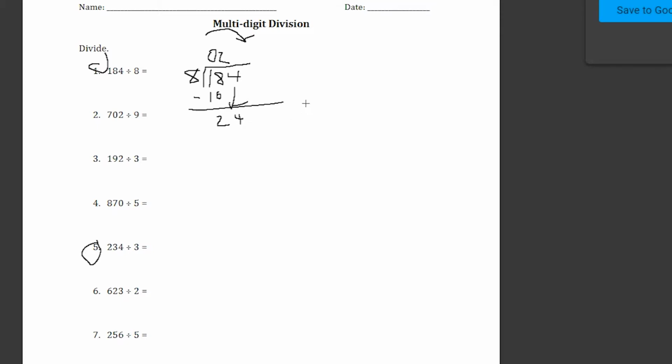And now we can do 24 divided by 8, which equals 3. To make sure that we're done, we multiply 3 times 8, which also gives us 24. And 24 minus 24 equals 0, which means we have no more remainders. So for number 1, our answer will be 23.